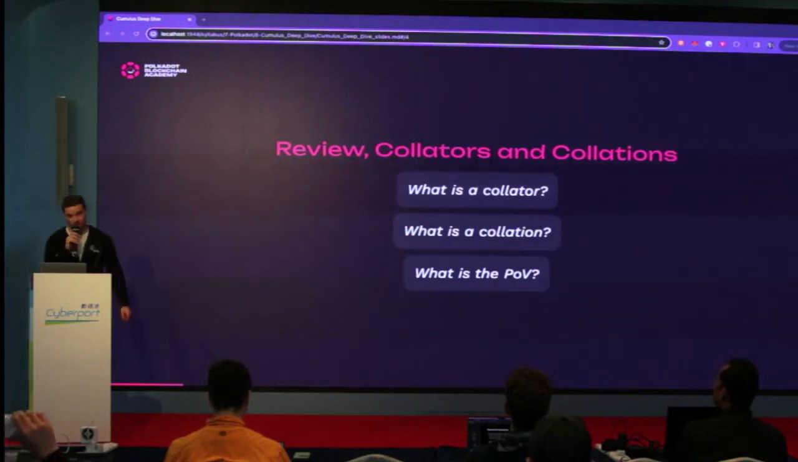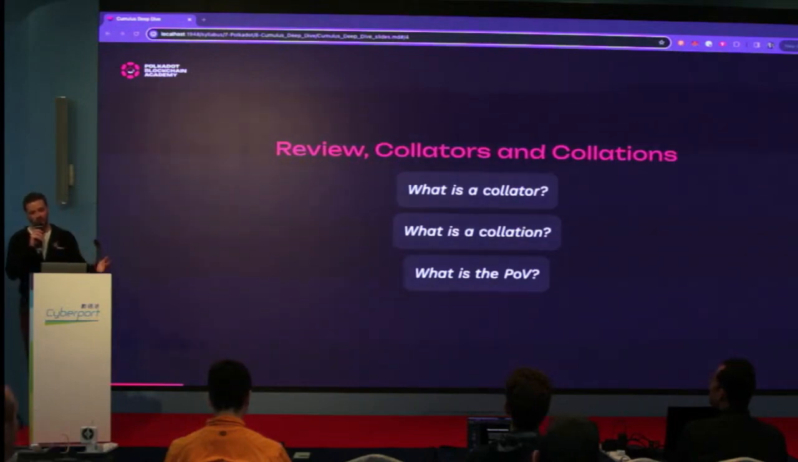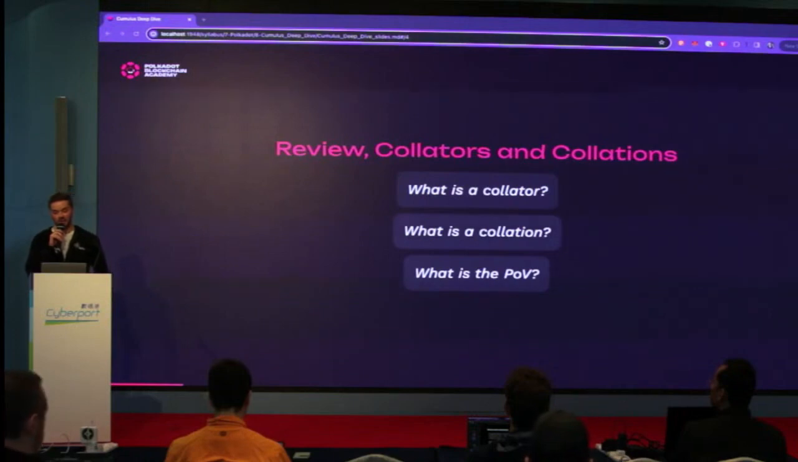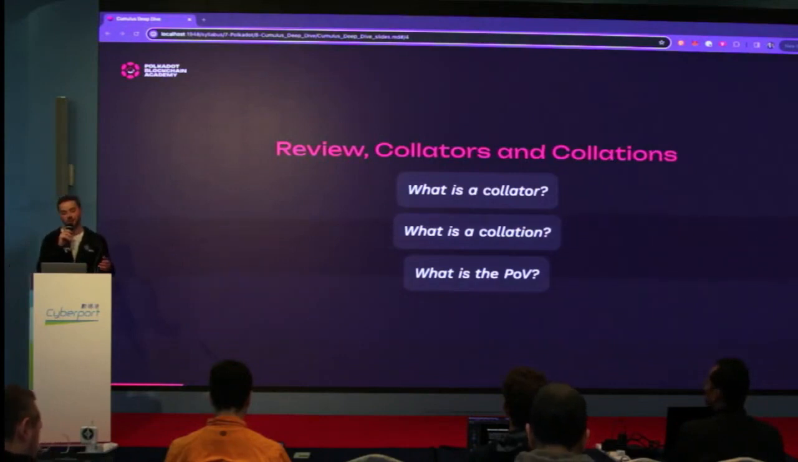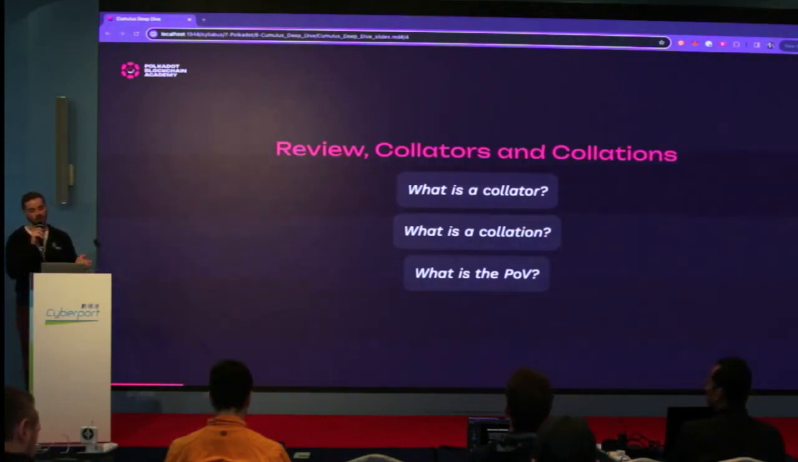All right, so some review of terms. What is a collator? It is a part of the consensus authority set for a parachain. It authors and submits collations to relay chain validators. And collations are information necessary for validators to process and validate a parachain block, resulting in that block eventually arriving on the Polkadot relay chain.